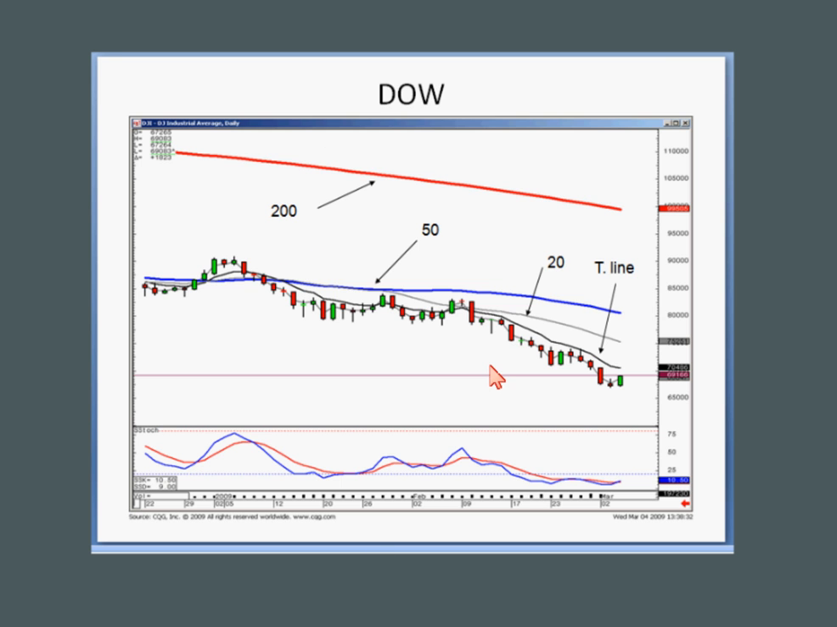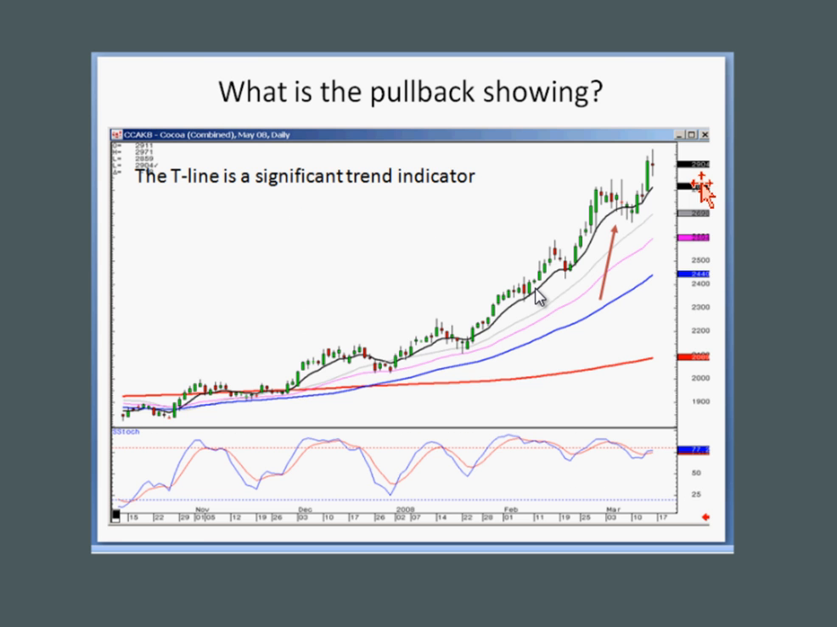So very simple common sense chart analysis. Which direction is everything moving? The 200 is the red, the blue is the 50, the gray is the 20, and then the T-line, which is the most effective trend analytical tool that I've come across in the last 40 years, is this black line. So very simple rule of the T-line. You see a candlestick buy signal and a close above the T-line, you can stay long until you see a candlestick sell signal and a close below the T-line.